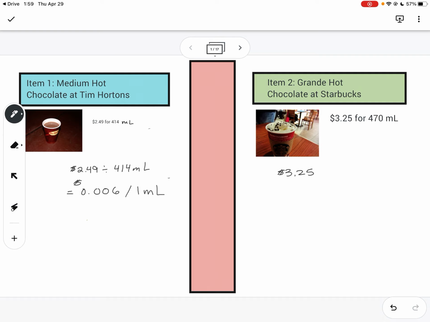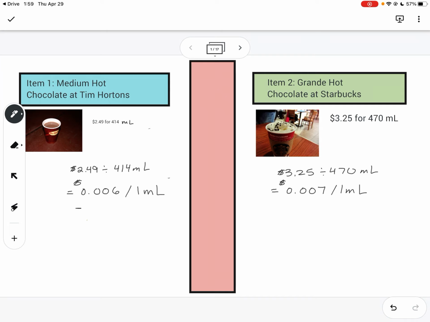So now I'm going to do the same thing for the hot chocolate at Starbucks here. So I've got my dollar value. I'm just calculating the unit rate because I want to know how much I pay for each milliliter of hot chocolate. So $3.25 divided by 470 is going to be 0.007 per 1 milliliter.